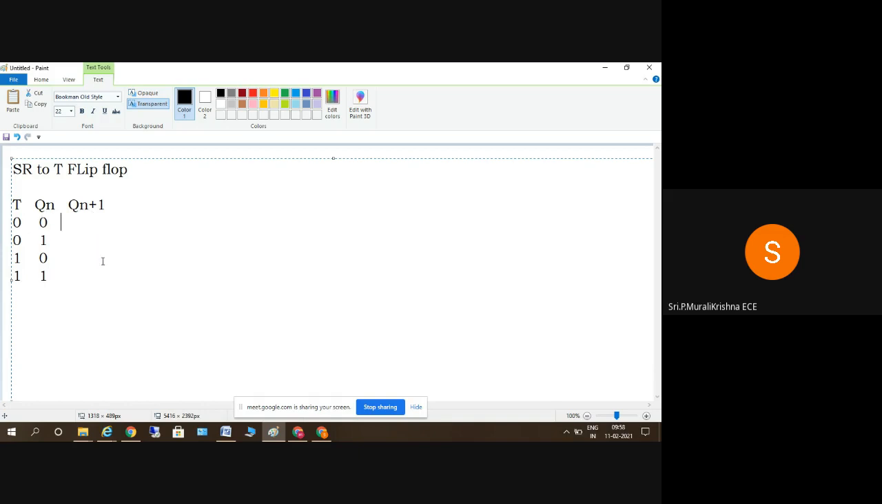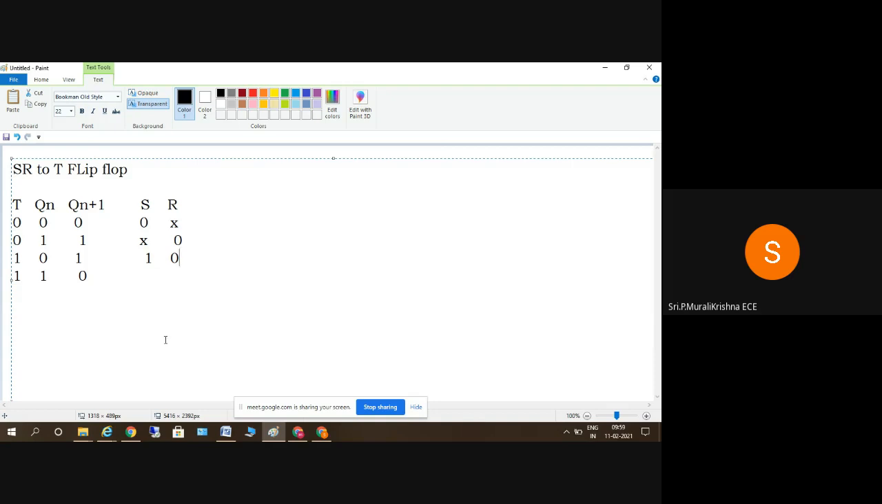So if the T value is 0 and Q of n is 0, it is equal to Q of n. If the T value is 0, it is equal to Q of n here. So Q of n is 1. And when the T value is equal to 1, it is the complement of Q of n. Okay. And the values of S and R. So tell me the values of S and R for these excitation values. So 0, 0 gives what? So it's 0, don't care. Don't care, and the next one is don't care, 0. Correct? Yes, sir. Okay. So 0, 1 is 1, 0.